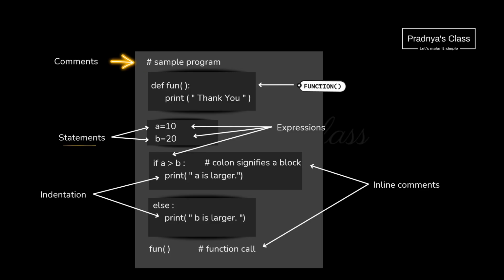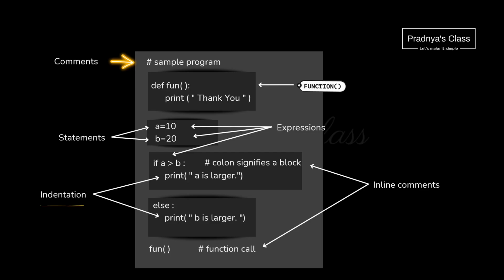The second component is statement. Statements are programming instructions which may not get evaluated. Then what is expression? It is also a statement but it will get evaluated and we will get some result. Look at this statement, A is greater than B. It will result into true or false. That's why it's an expression. Whereas A equals 10 and B equals 20 are statements. Even print is also a statement.